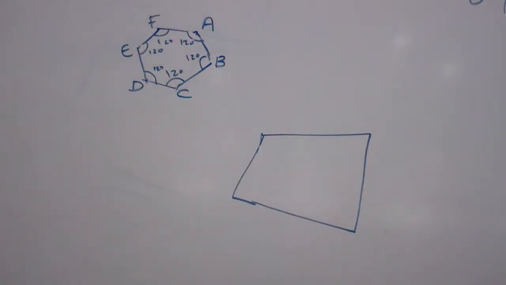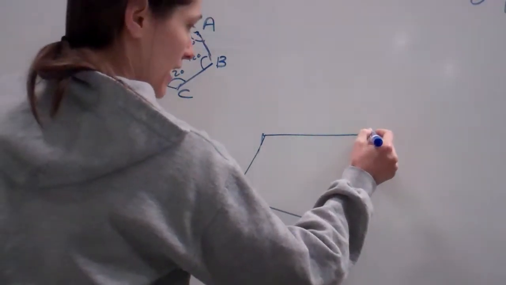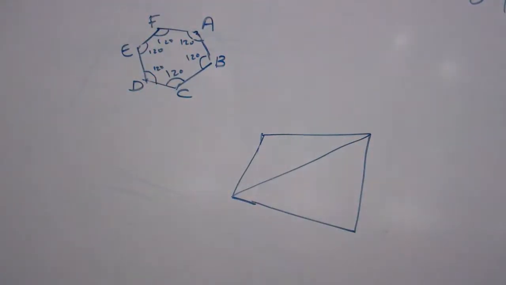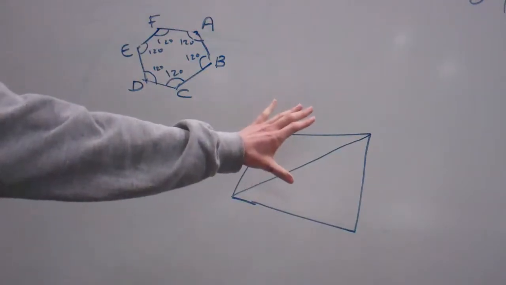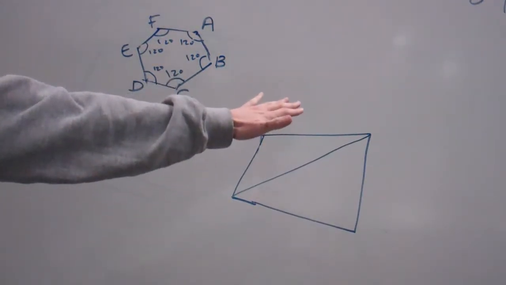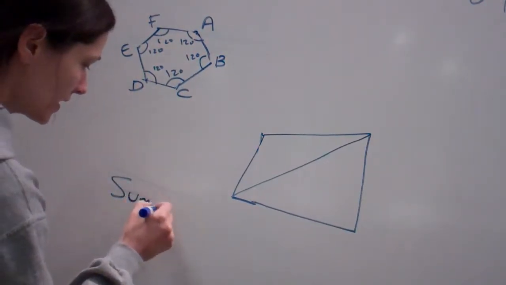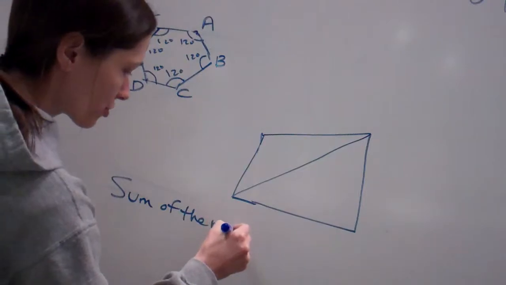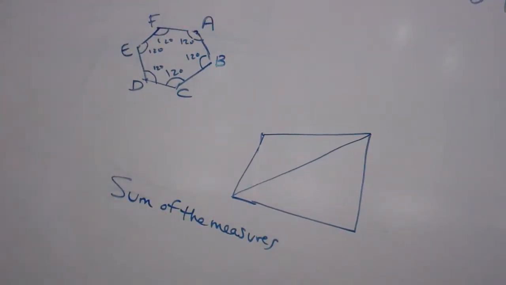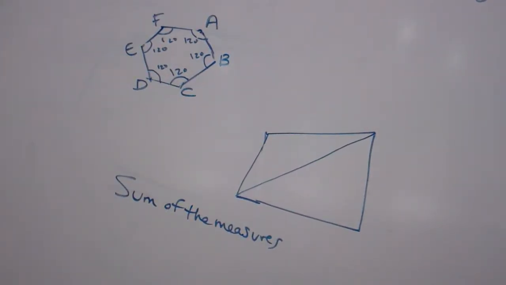There we go. Okay? And here's what it says. Draw a quadrilateral and one of its diagonals. So I'm going to draw a diagonal. Okay? So I drew a quadrilateral, a four-sided shape, and then I drew one of its diagonals. Then it says, what is the sum of the measures of the interior angles of this quadrilateral? So they're saying, what do all of these equal together?